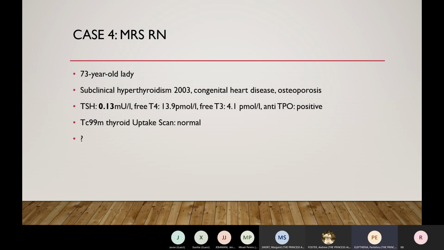So case number 4, Mrs. RN, a 73-year-old lady with a history of subclinical hyperthyroidism for almost 20 years, congenital heart disease and osteoporosis, suppressed TSH, normal T4, T3, and positive antibodies. Commonly in elderly people with thyrotoxicosis we do an uptake scan to see whether there's any autonomy, and I'll talk to you about these scans in a minute. She had no autonomy. So the history so far is of an elderly person with autoimmune thyrotoxicosis.